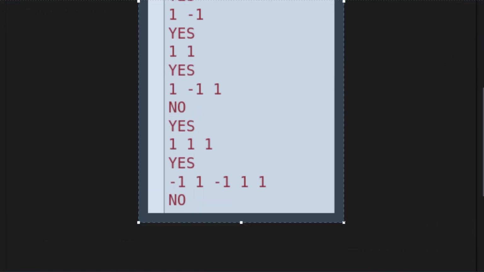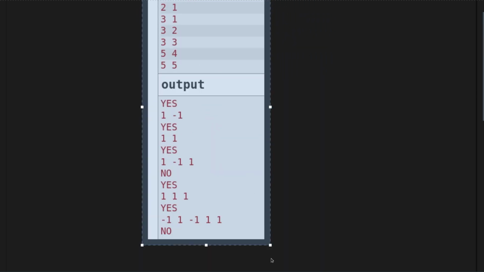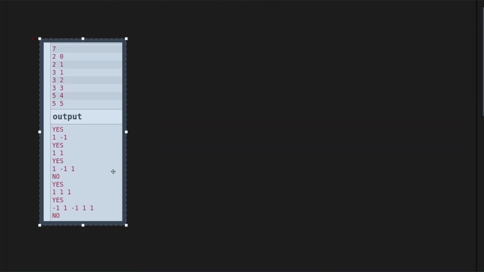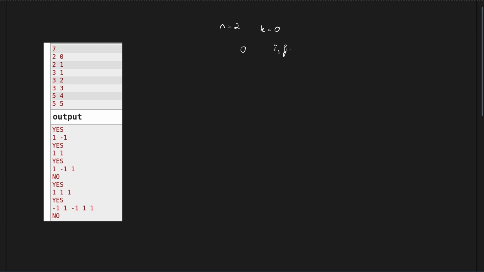So these are the sample test cases that we have. In the first test case the value of n is 2 and the value of k is 0, so that means there should be 0 pairs i, j such that a i multiplied by a j is equal to 1. They have given that yes, it is possible and the array can be 1 and minus 1. If you multiply both of these, it would be minus 1, and there can be no other pairs of i and j.